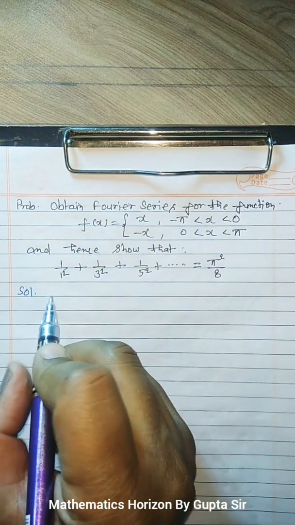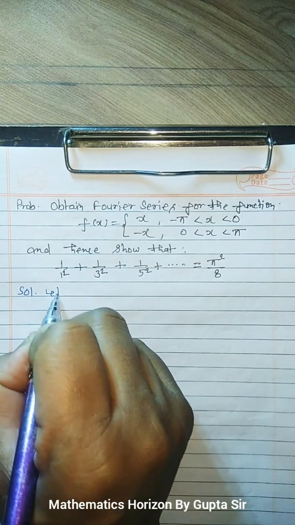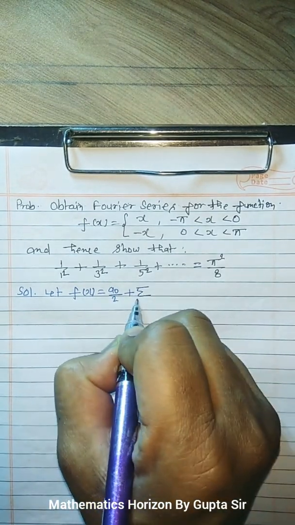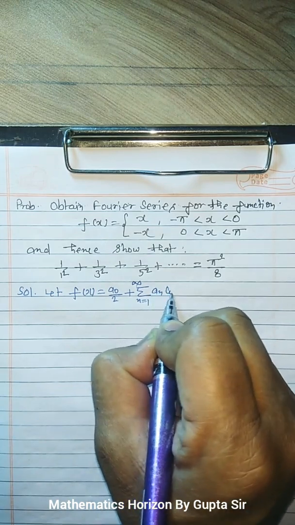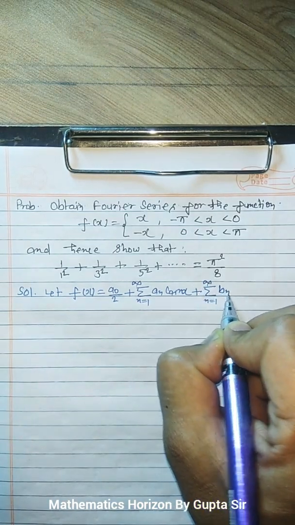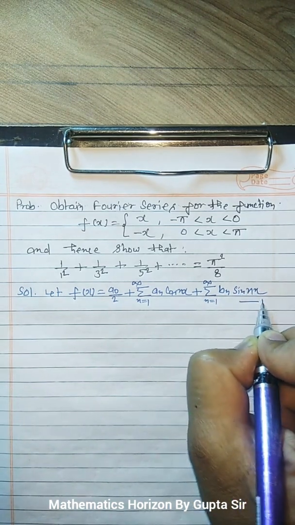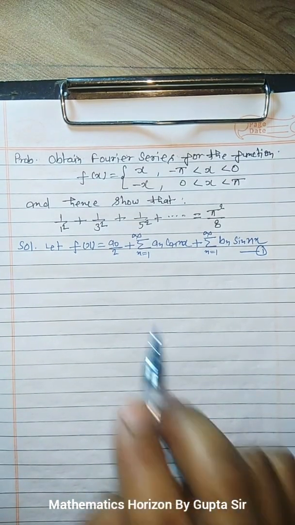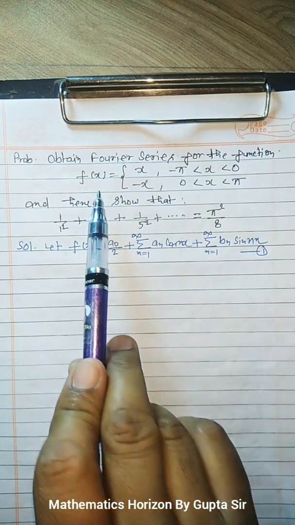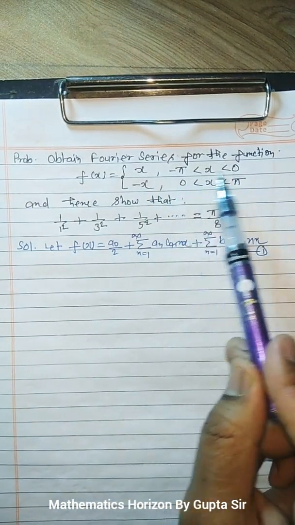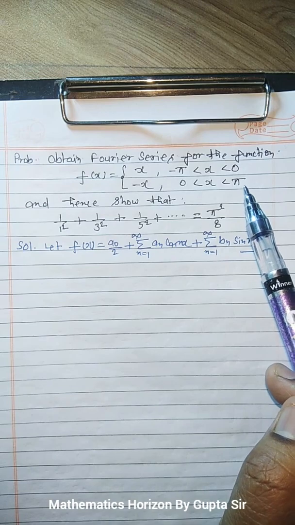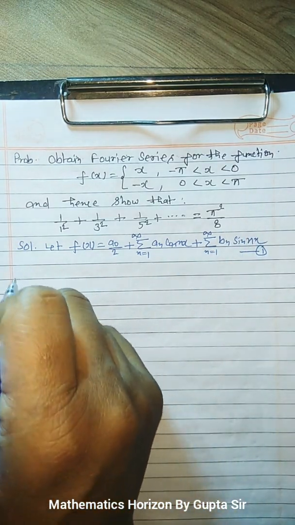We know that the Fourier series is defined by the formula f(x) = a0/2 + summation n equal to 1 to infinity an cos nx + summation n equal to 1 to infinity bn sin nx. Suppose this is equation 1. Here a0, an and bn are Euler's coefficients, which we have to calculate one by one for this discontinuous function. Here x equal to 0 is the point of discontinuity. Now, how will we find a0?